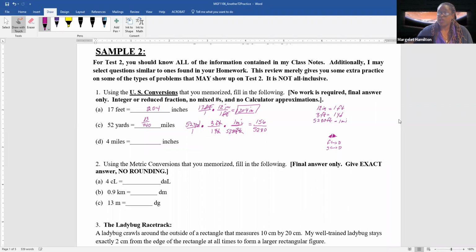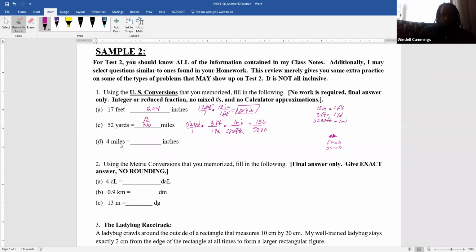All right. Is it working? Trying to make sure that we're getting it. Good. Okay.